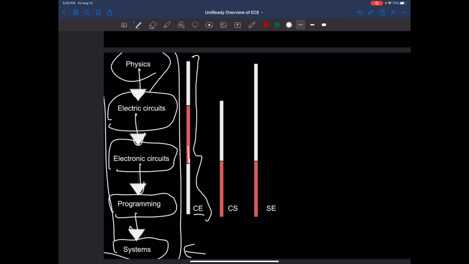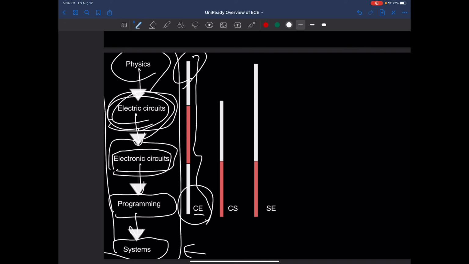And I have this red thing to kind of signify that computer engineering focuses on these two things, electric circuits and electronic circuits, and how to abstract from electric circuits to electronic circuits. Physics, we don't really deal with that too much. That's more like we kind of have an understanding of Maxwell's equations and how you can abstract these equations to electric circuits, but we don't study too much into electromagnetism. That's more of a physics degree thing.